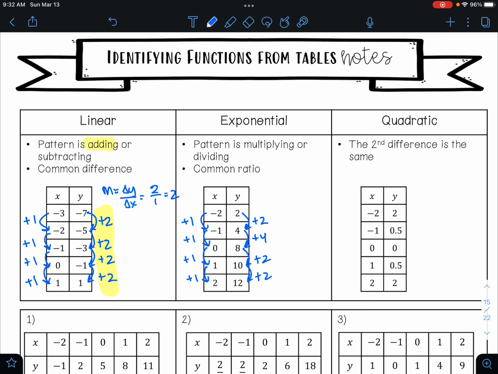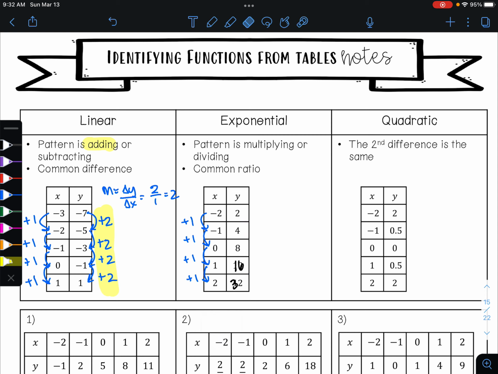Let me just go ahead and fix something here. Let's fix this. This will be fixed on yours. Let's make this 16. And let's make this one 32. So then if I fix this here, to go from here to here, I would add 8. And then I would add 16. So there's definitely a pattern here, but it's not consistent. I'm not adding the same number every time. So my pattern of adding isn't really working here.